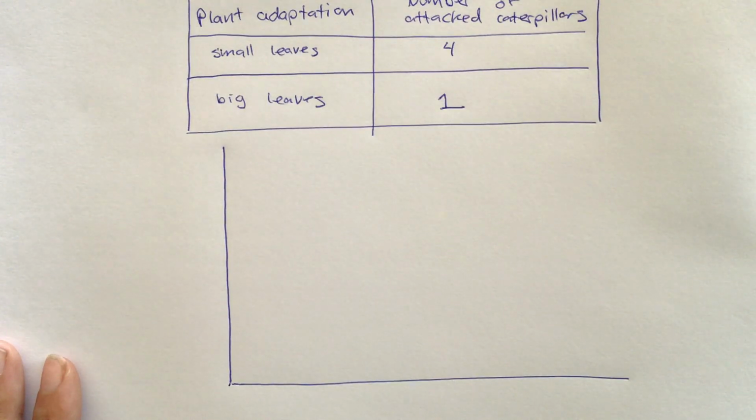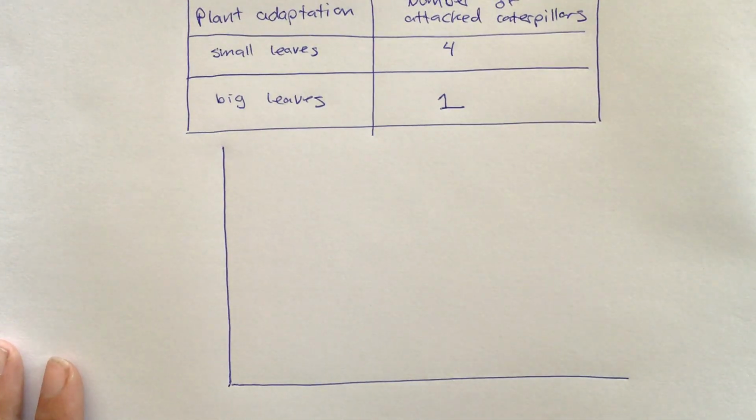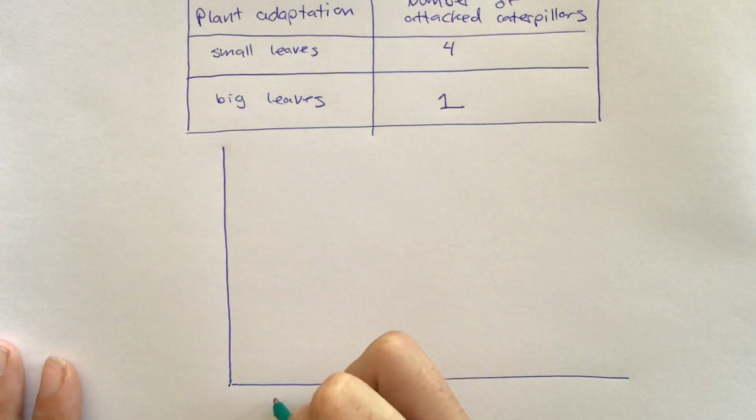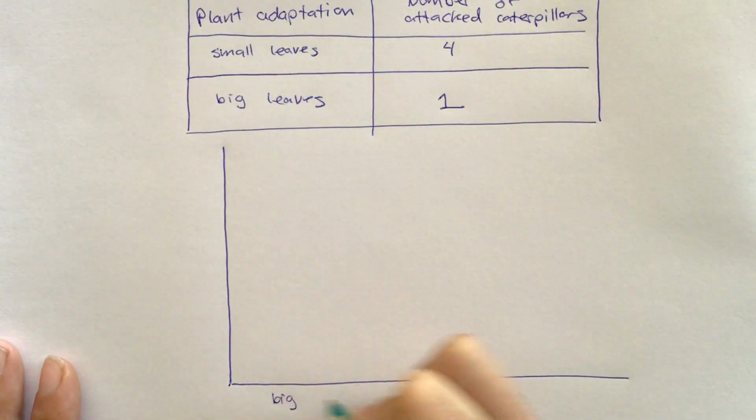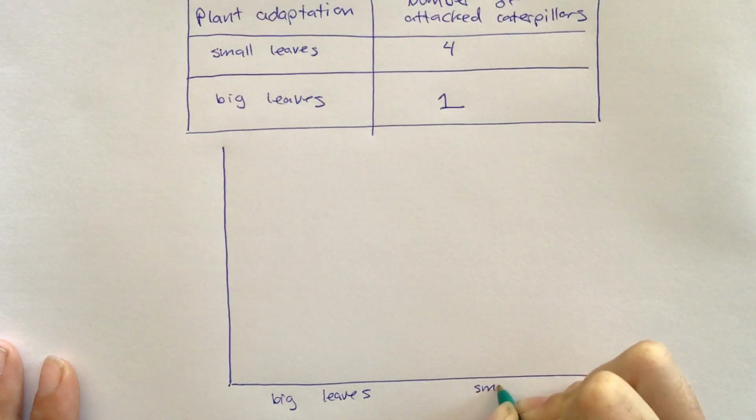Now I need to label my axes. So in science, we put the factor that we are investigating on the horizontal or x-axis. So on one side, I will write one type of plant. For me, this was big leaves. And next to it, I will write the other type of plant. For me, this was small leaves. This will, of course, vary depending on the plant characteristic you chose. So here, I'll write big leaves. And then over here, small leaves.